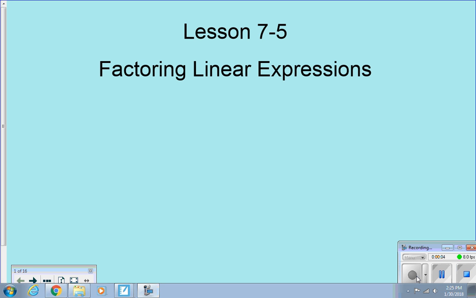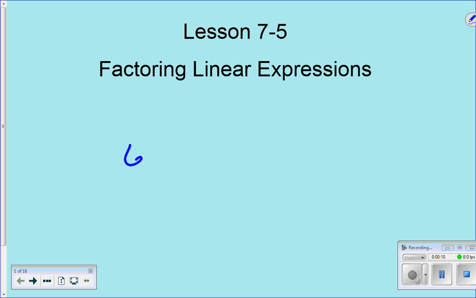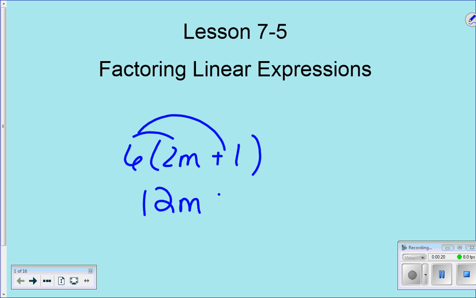7.5, factoring linear expressions. Let's go back to the distributive property quick. If I give you something that looks like this, what would you do to distribute that? Multiply, right? And you multiply both of them. So it looked like this, 12m plus 6, right?